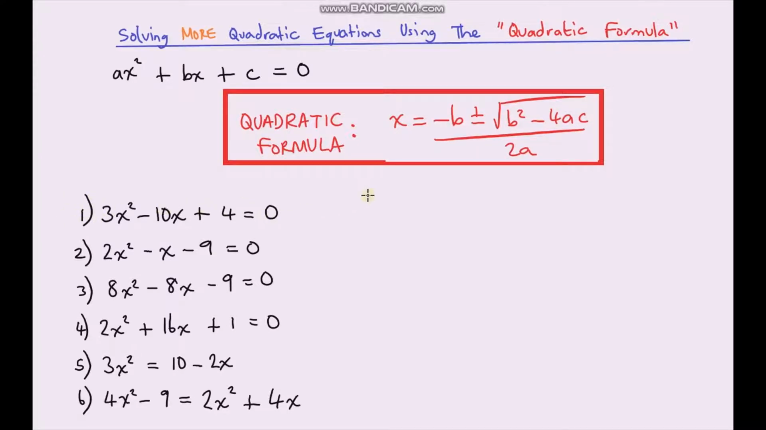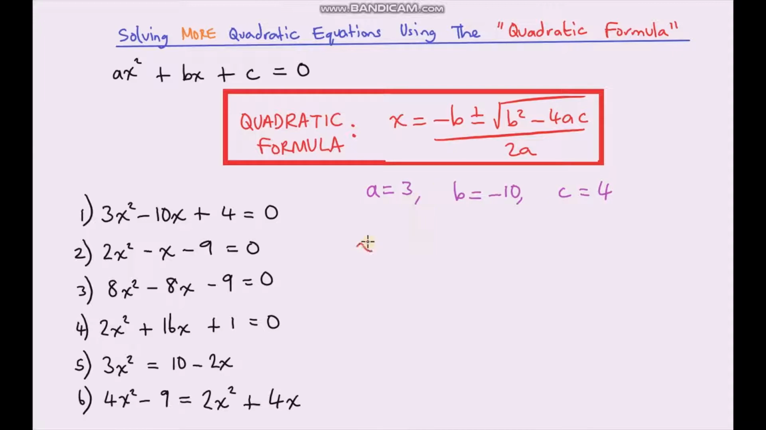The first thing to do is to identify our values for a, b and c. In this equation, a is going to be the coefficient in front of the x squared term, which is 3. Our value for b is going to be the coefficient in front of the x term, which is negative 10. And c is just the constant, which is 4. So now we've got our values for a, b and c, we can substitute them into our quadratic formula.